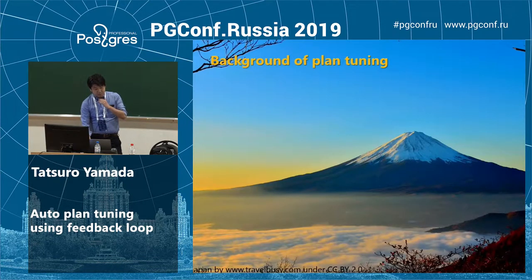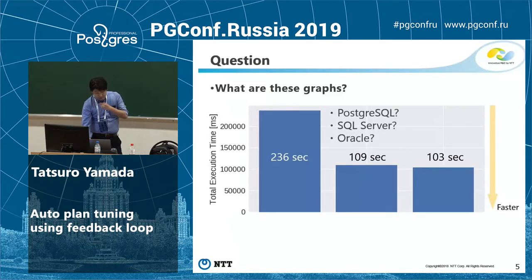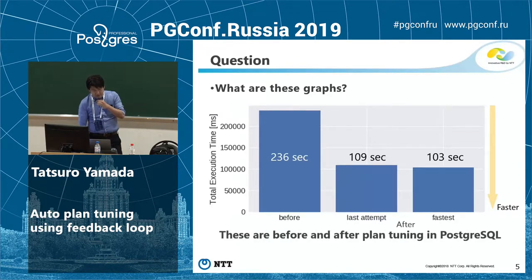Background of plan tuning. This is Mount Fuji. Do you know? First question: what does this graph stand for? Postgres, SQL Server, Oracle? The answer is it's before and after plan tuning in Postgres.